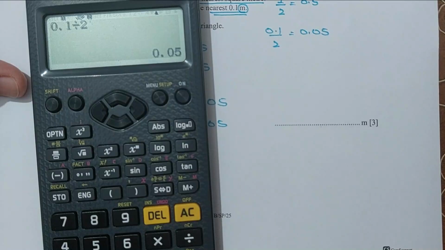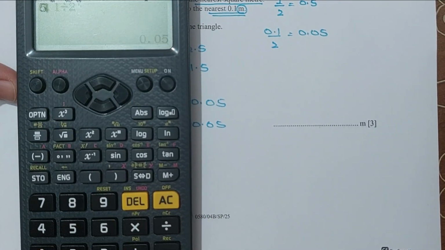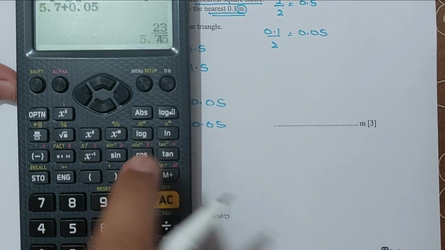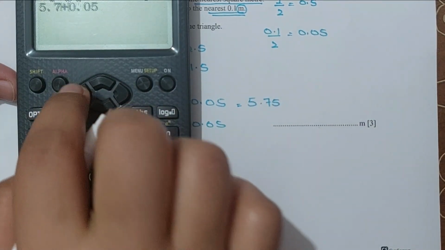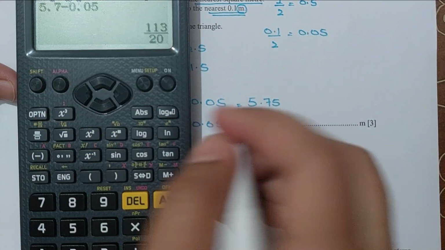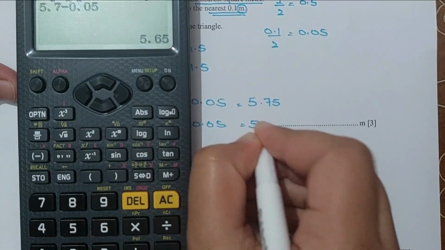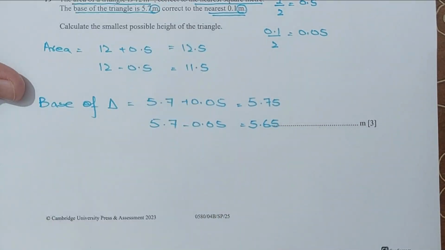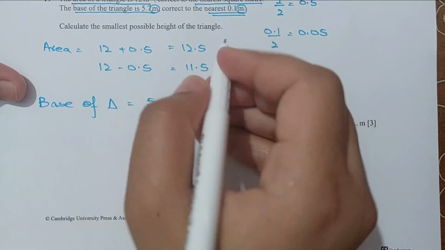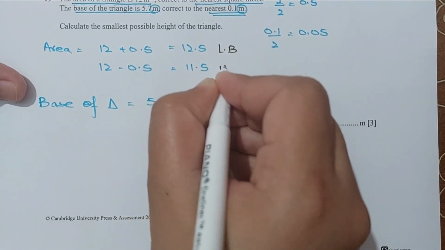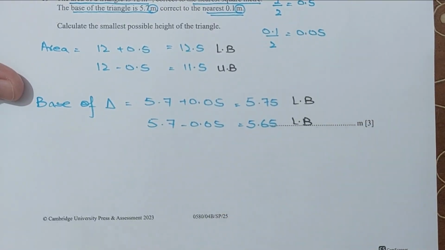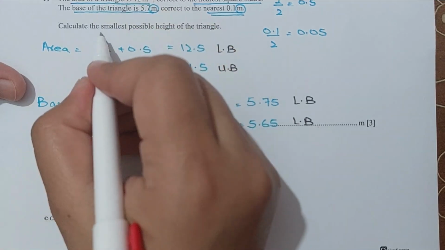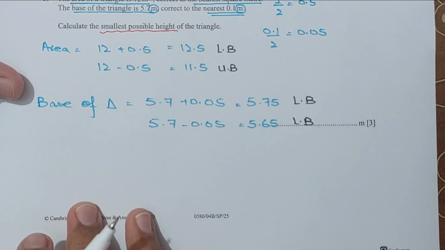Okay, so let me simplify. 5.7 plus 0.05 becomes 5.75. 5.7 minus 0.05 becomes 5.65. Okay, now we have the upper bounds and the lower bounds. This is my upper bound, this is my lower bound, this is my upper bound, and this is my lower bound. All right, now the question says calculate the smallest possible height of the triangle.